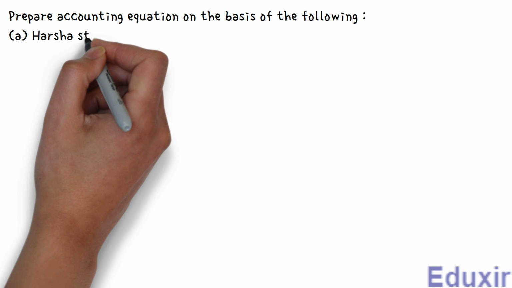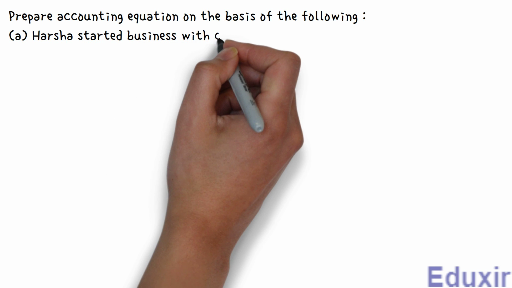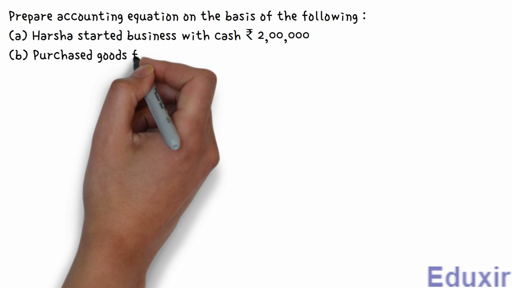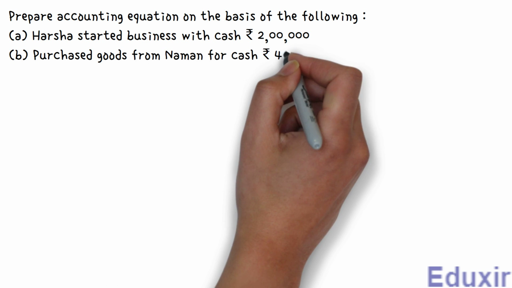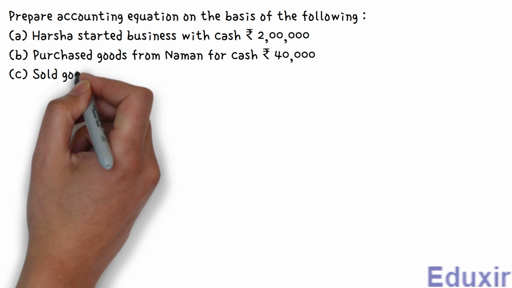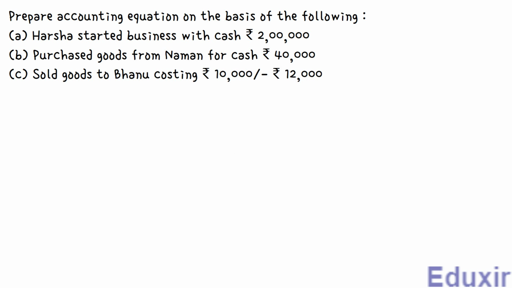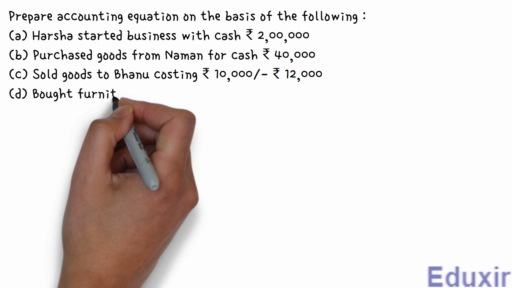Harsha started business with cash 2 lakh rupees. Purchased goods from Naman for cash 40,000 rupees. Sold goods to Bhanu costing 10,000 rupees for 12,000 rupees. Bought furniture on credit 7,000 rupees.